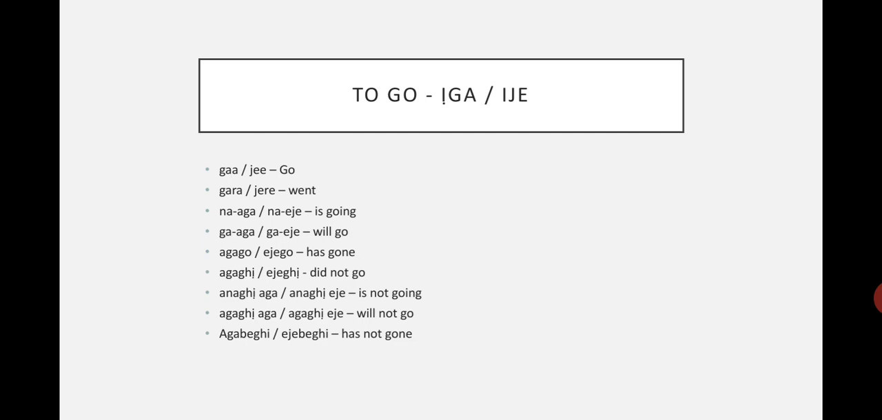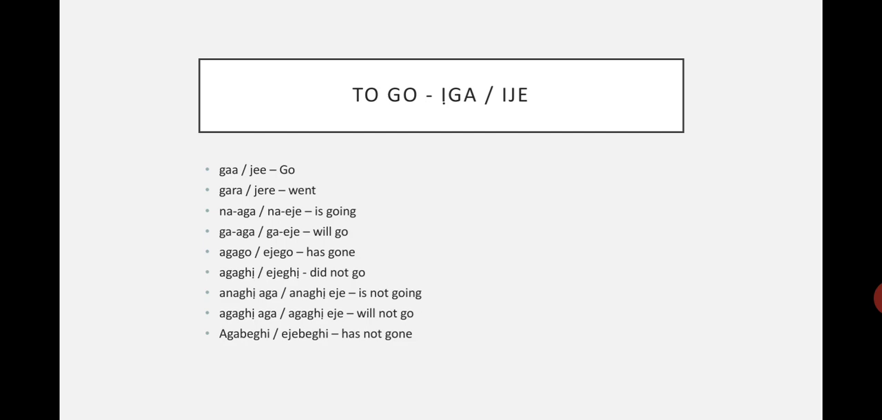Then when you now have the negative sentences, negation, we have agagi or ejegi, that is did not go. Anagi aga or anagi eje, it's not going. Agagi aga or agagi eje, will not go. Agabegi or ejebegi, has not gone. Now these are the different conjugations of the verb to go, iga or ije.